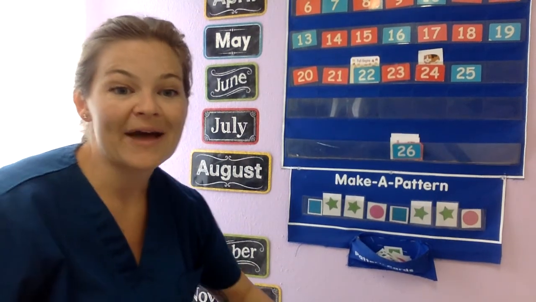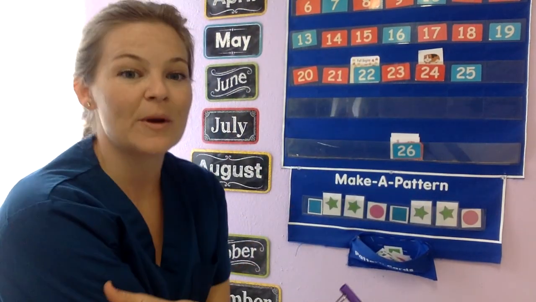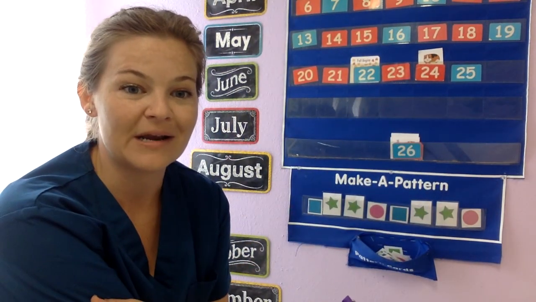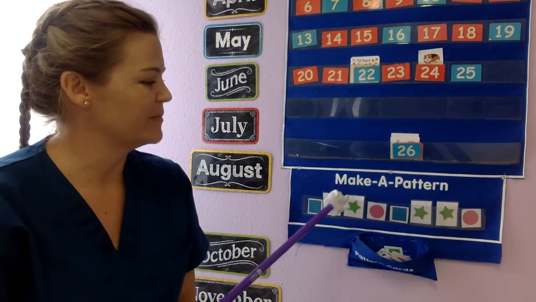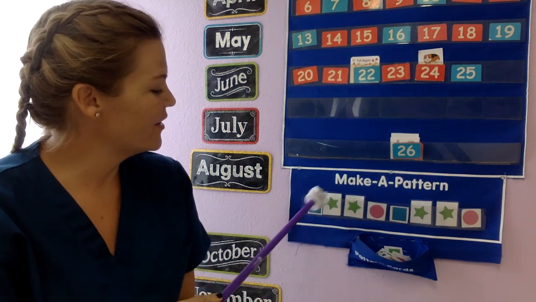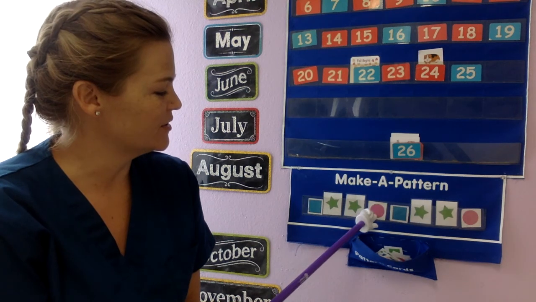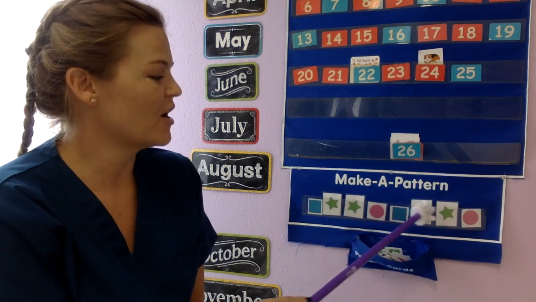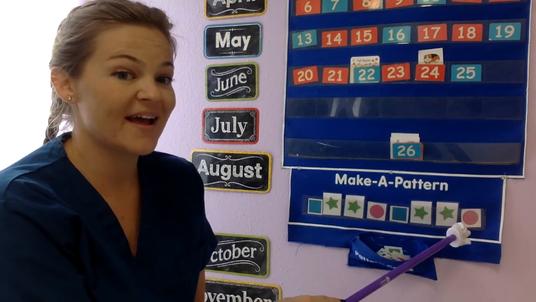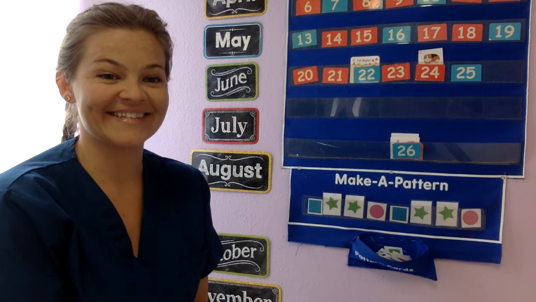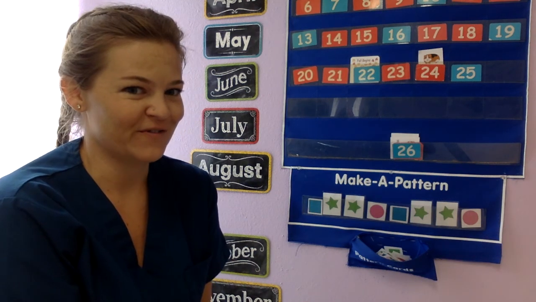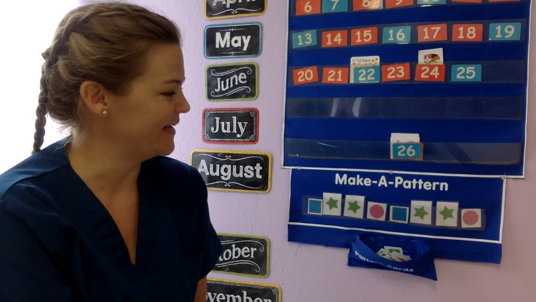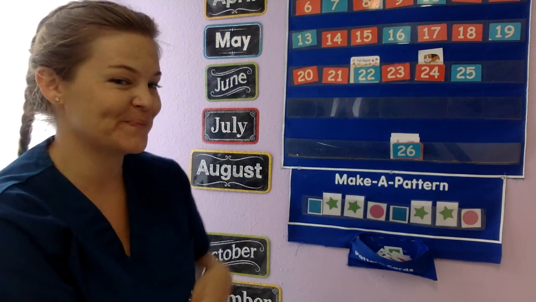Okay, let's go over our pattern. First, we can do the pattern by shape, and then let's do it by number. You can try to figure out by number. Okay, but first let's do it by shape. Let's see. Square, star, star, circle. Square, star, star, circle. What would come next? Square would come next.